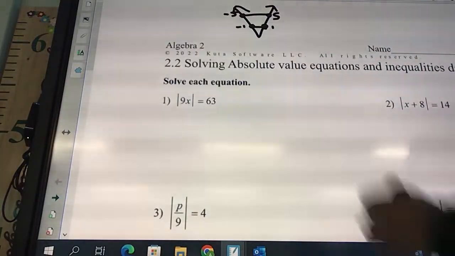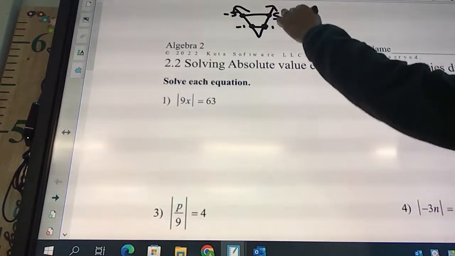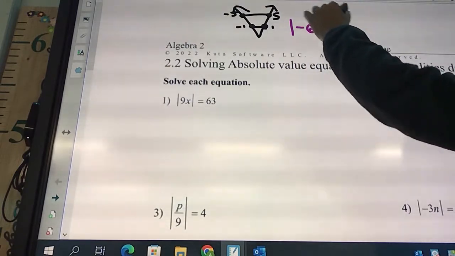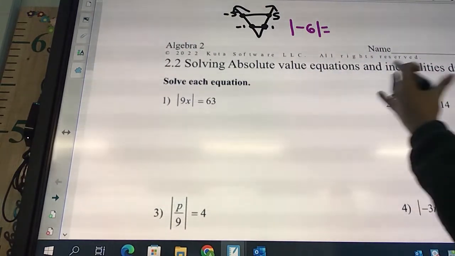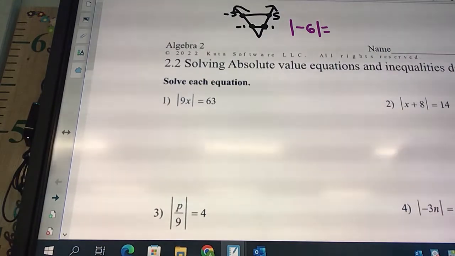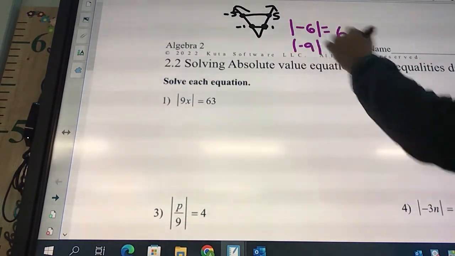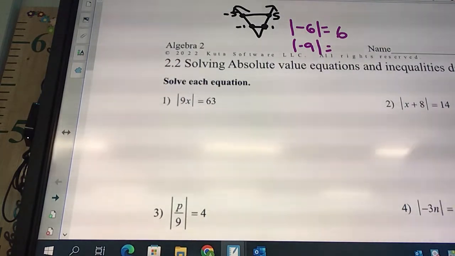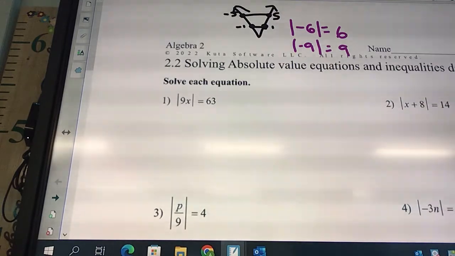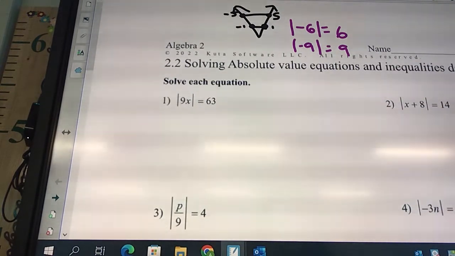So what an absolute value does is if you have, like this, -6, it turns whatever is on the inside positive. So it would be +6. The same thing, if I had -9, it makes it become what? +9, okay? And so that's what an absolute value does. So for every absolute value, and these in particular, you're gonna have two answers, okay?